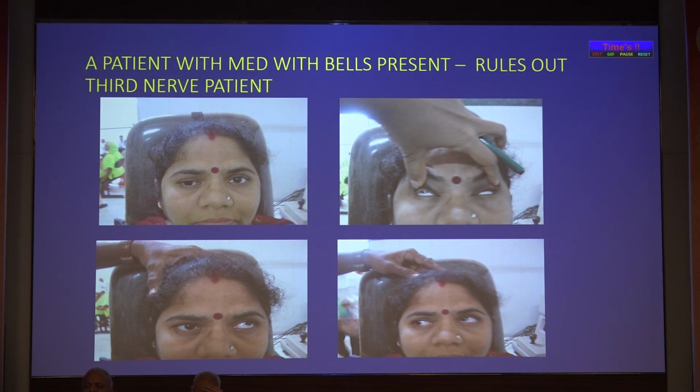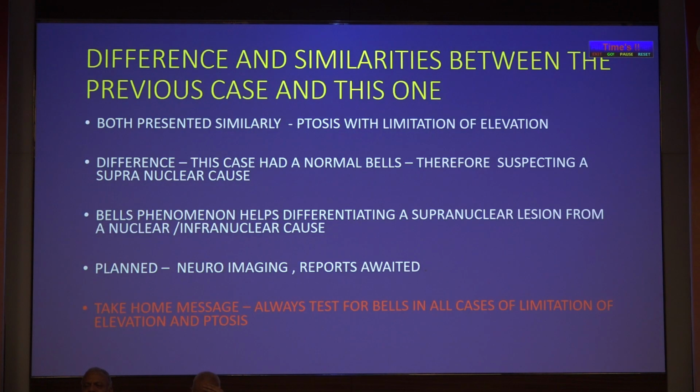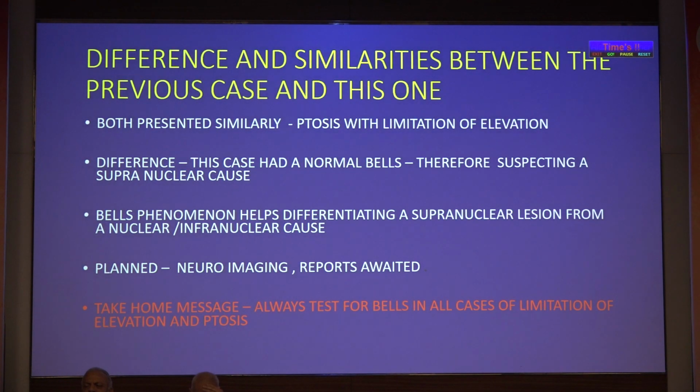So therefore, this rules out that. Both the previous case and this case had some differences and similarities. Both presented with ptosis with limitation of elevation. The difference was that this case had a normal Bell's, and therefore we were suspecting a supranuclear lesion, whereas the previous case was myasthenia. So this patient was planned for neuroimaging, and the reports are being awaited. The take-home message is always test for your Bell's in case of limitations of elevation and ptosis.